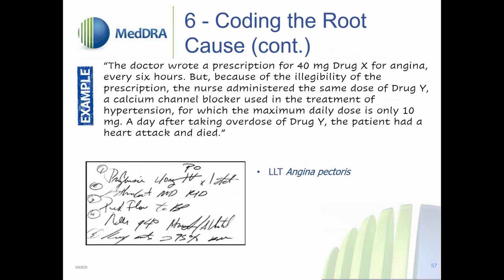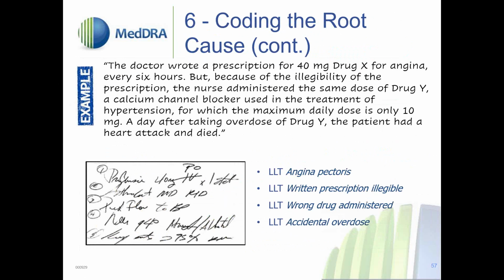So what needs to be captured here? The indication for use, angina pectoris, may be recorded in the medical history of the patient. First of all, the root cause: the written prescription was illegible. There is an LLT for this root cause. Then the resulting medication error, the administration of the wrong drug, and of course the accidental overdose, and the resulting adverse reaction in the patient, the heart attack.